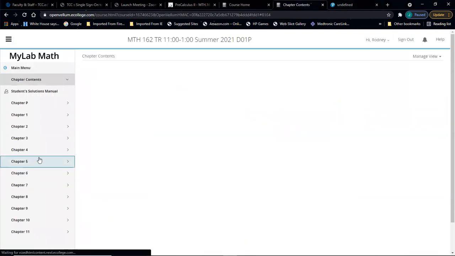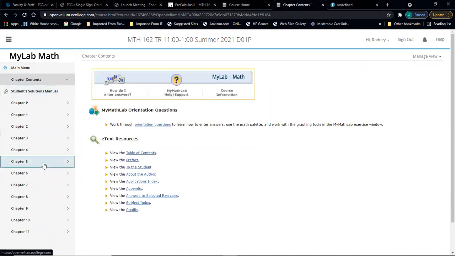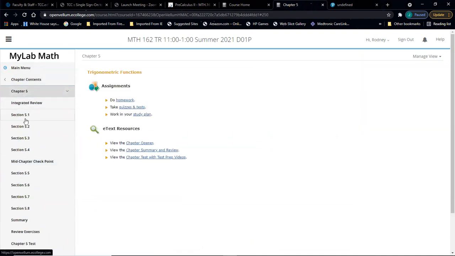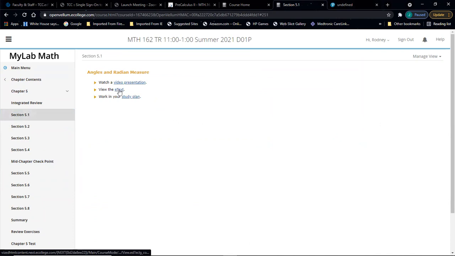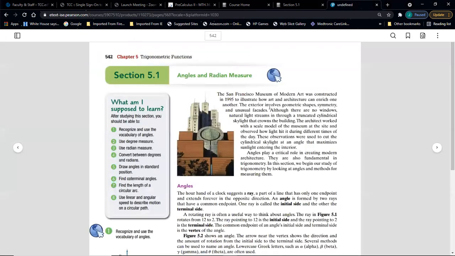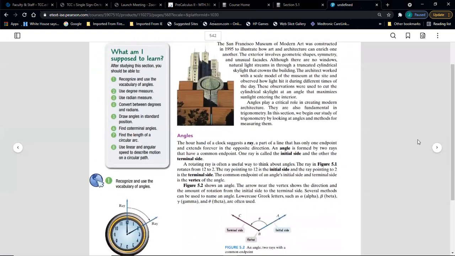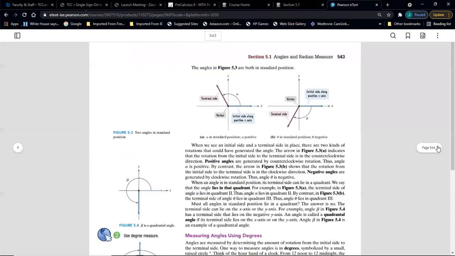Chapter contents, if you don't want to just open the e-text that way, this will get you there a little quicker. Oh, well, chapter 5, 5.1, view the e-text. So that way I don't have to figure out what page to go to. So the chapter contents is a little better. I don't even know why they have both available. It should just be the one based on chapter contents. And this is exactly what your physical text would look like.